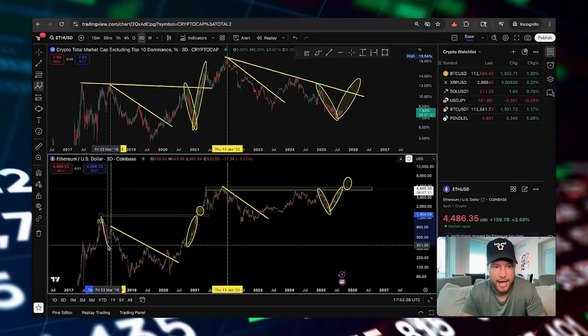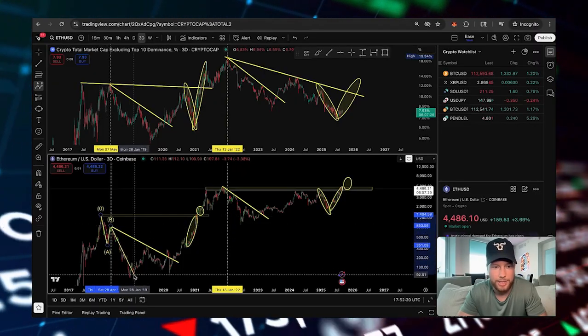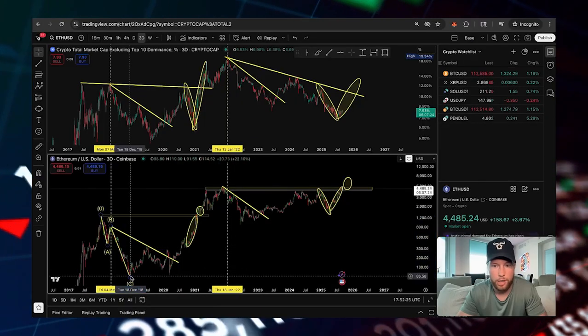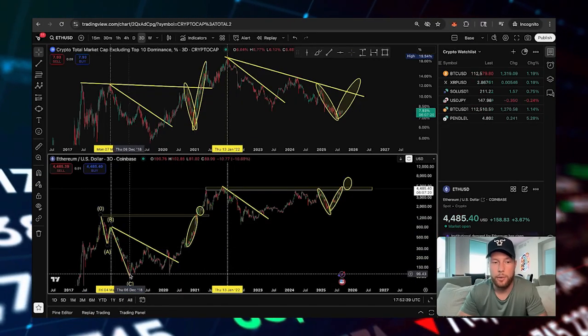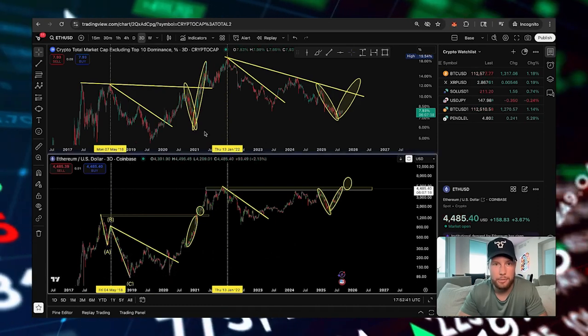Then we saw this A sell off, this B dead cat bounce, and then this C to the bottom for the bear market low of about $80 for Ethereum. Now, that's when everyone was out of the market. I mean, look at this. This was December of 2018.